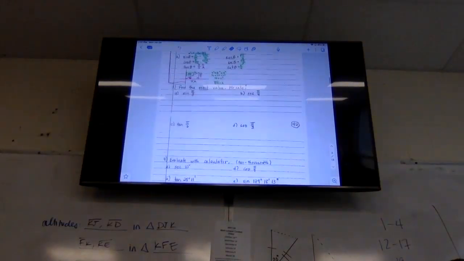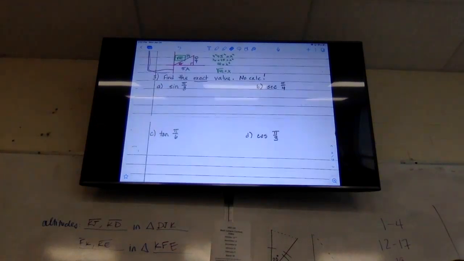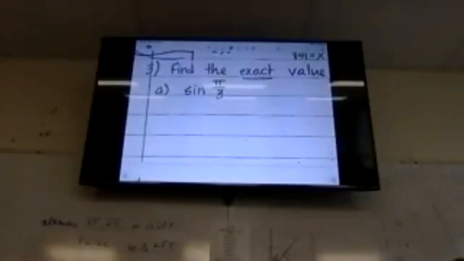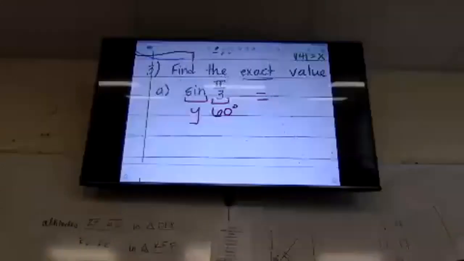Okay. Now, once we hit number 3, though, this is not fair game for your quiz yet because we're still practicing these. These say find the exact value, no calculator. So the minute it says no calculator, I'm thinking, okay, I want to use my unit circle. First one says sine of pi over 3. Okay, can you tell me what's pi over 3 in degrees? 60. And what's sine? Is that your X or your Y? Y. So can you go to your 60 line and tell me what your Y is? Perfect. That's it.